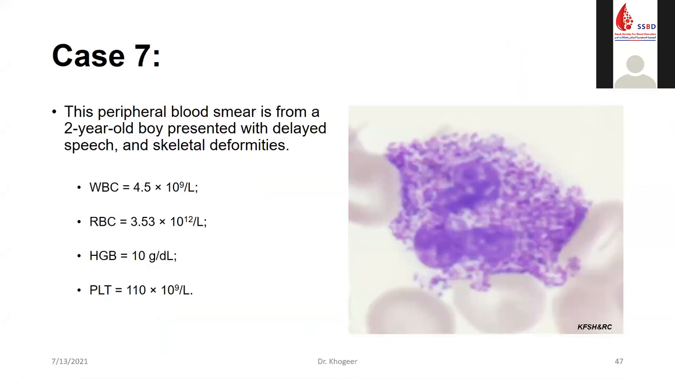Okay, case seven. This peripheral blood smear is from a 2 year old boy who presented with delayed speech and skeletal deformities. His CBC shows a normal white blood cell count. The patient is anemic and has mild thrombocytopenia. So any guess what these cells are?